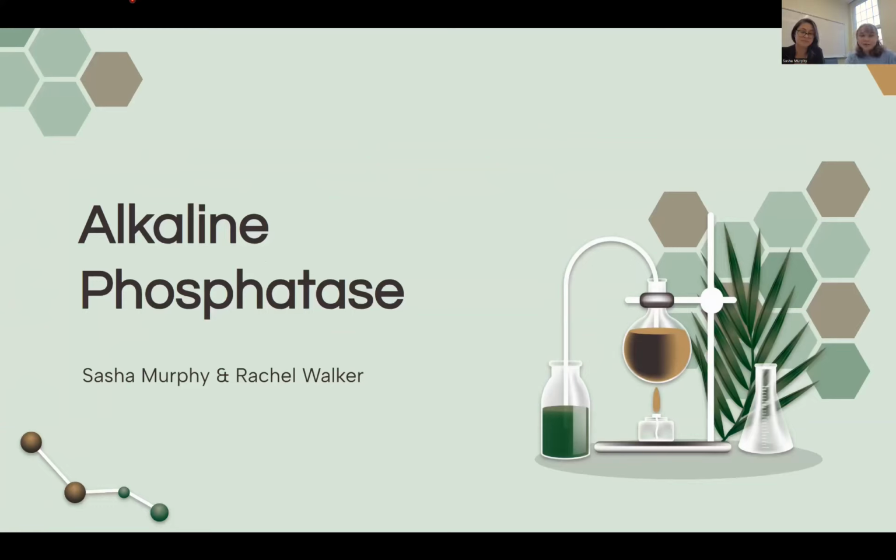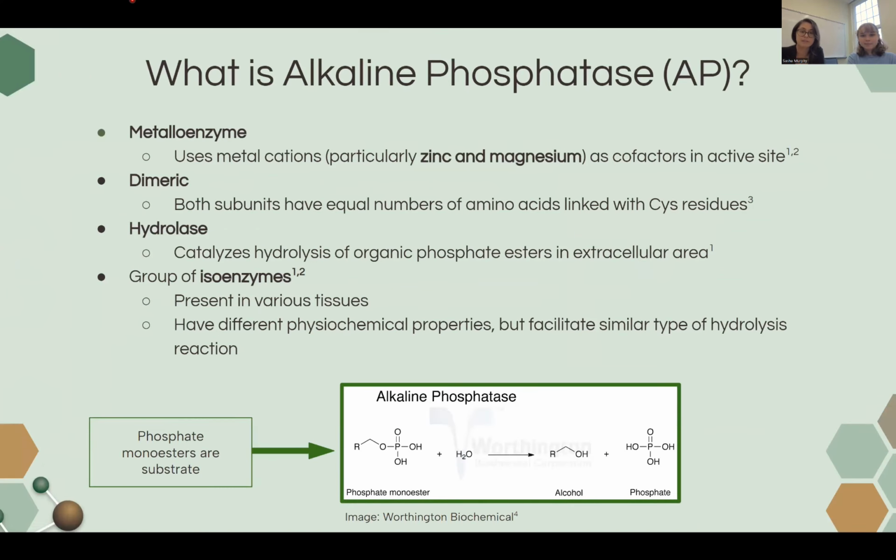We're going to be talking a bit about the enzyme alkaline phosphatase. So, what is alkaline phosphatase, also known as AP? It is a metalloenzyme, which means that it uses metal cations as cofactors, specifically in this case, zinc and magnesium. It is also dimeric, which means that it has two subunits and they are connected by cysteine residues.